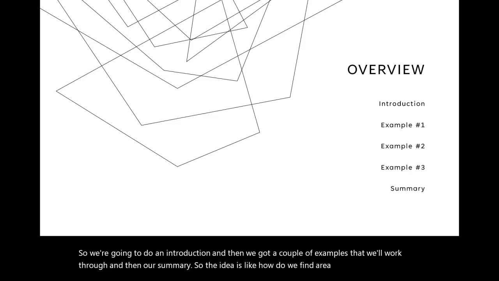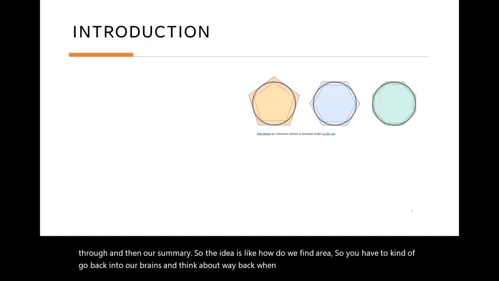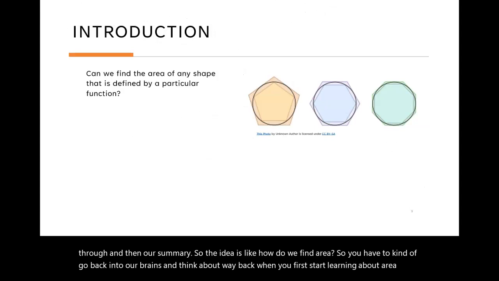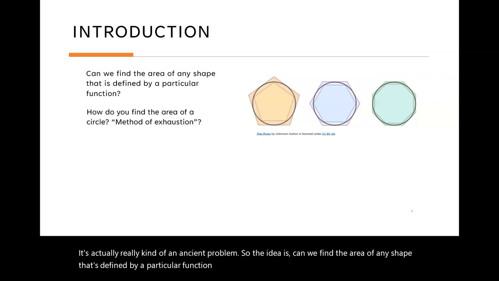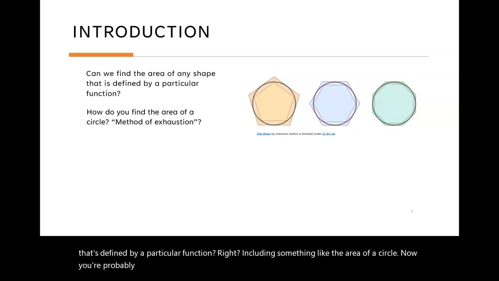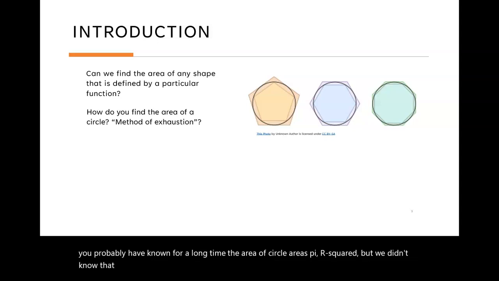You have to go back into our brains and think about way back when you first started learning about area. Well, it's actually really an ancient problem. So the idea is, can we find the area of any shape that's defined by a particular function? All right, including something like the area of a circle. Now, you probably have known for a long time the area of a circle is pi r squared, but we didn't know that forever. And where's pi coming from? What's the deal with all this?